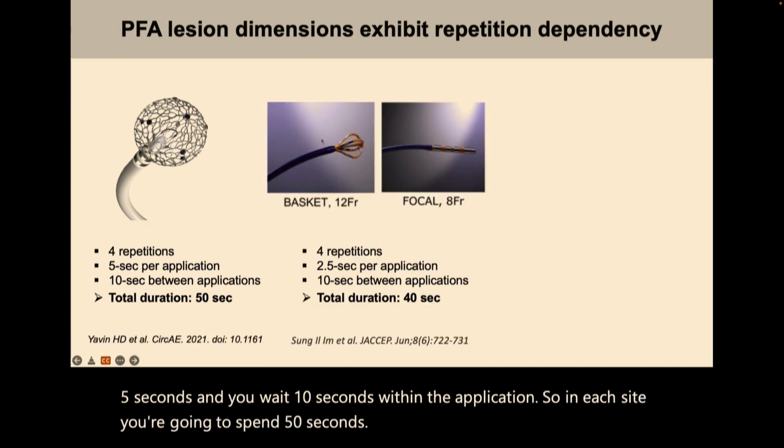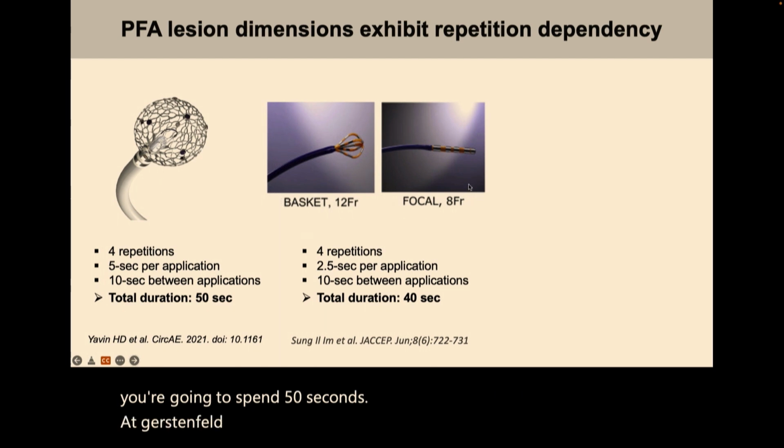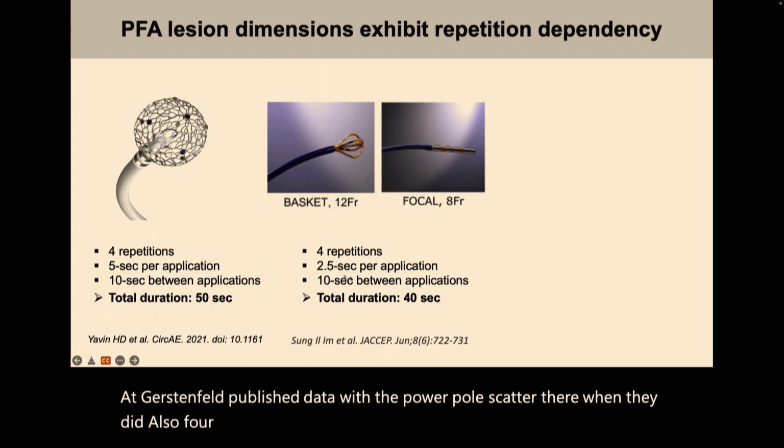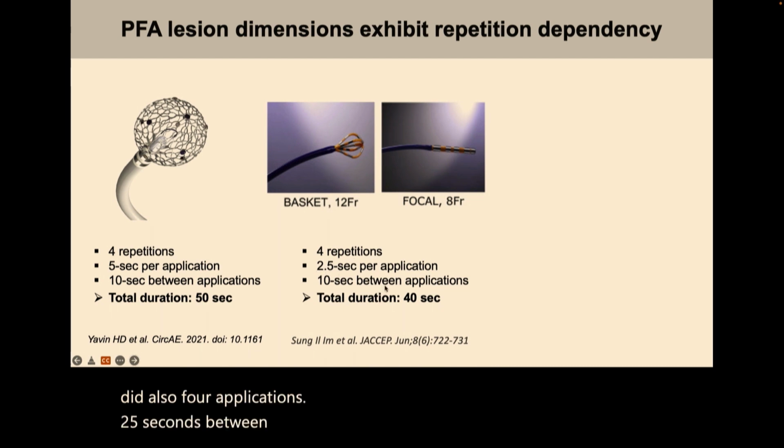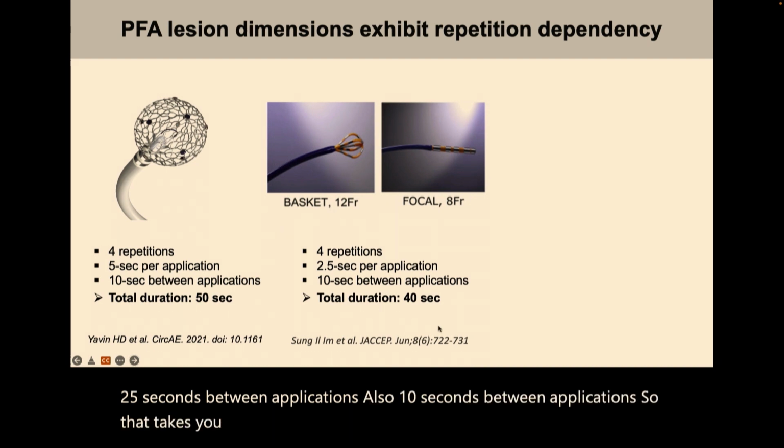Now, Ed Gerstenfeld published data with the Farapulse catheter when they also did 4 applications, 2.5 seconds each, with 10 seconds between applications. So that takes you to 40 seconds. So for each location, 40 seconds.